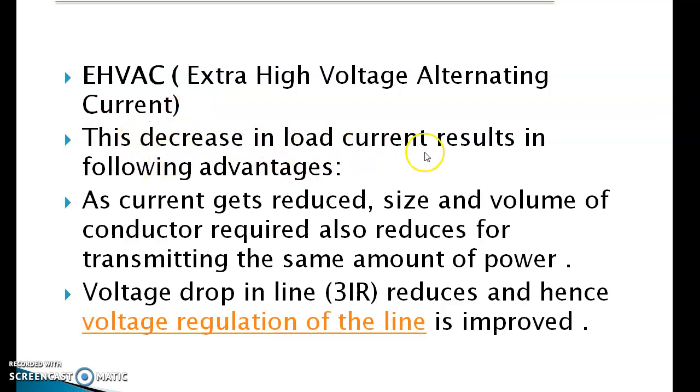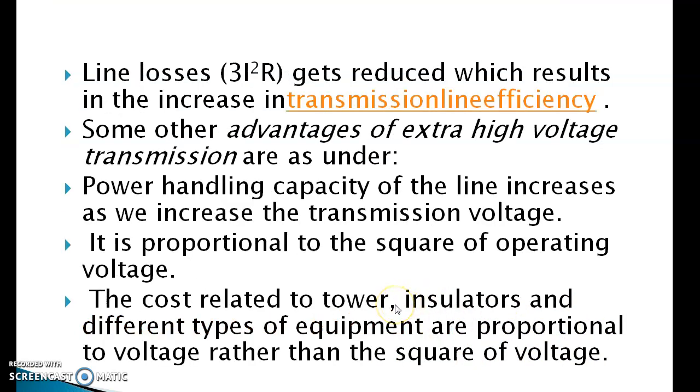This decrease in load current results in following advantages. As current gets reduced, size and volume of conductor required also reduces for transmitting the same amount of power. The voltage drop in line 3IR reduces and hence voltage regulation of the line is improved. Line losses 3I square R gets reduced, which results in increase in transmission line efficiency.